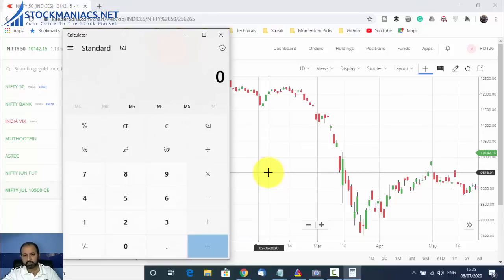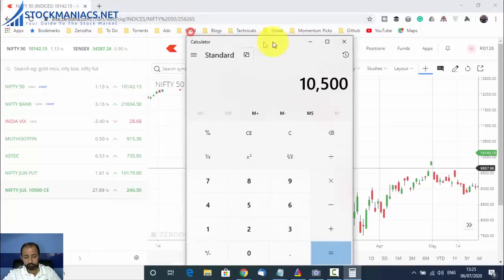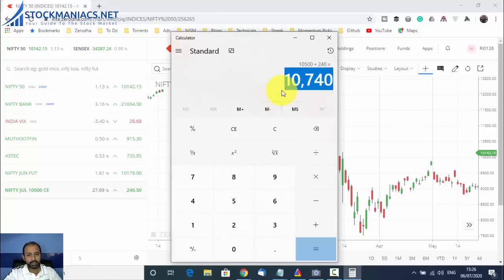Let me check where is my break even. So we are selling a 10,500 call option and we are getting a premium of 240. So till Nifty crosses 10,740, my position is safe. If Nifty crosses 10,740, I will face unlimited loss in this call selling. So my dear friends, in this case, we can hedge our position by buying a 10,700 call option simultaneously.